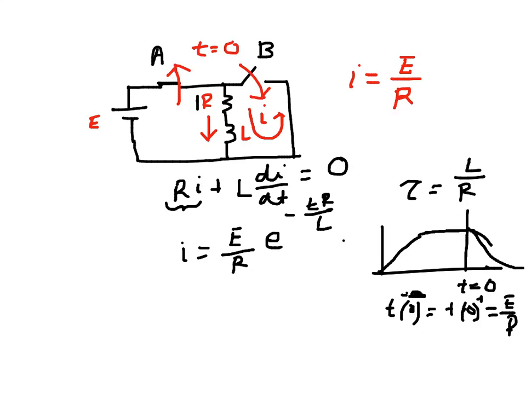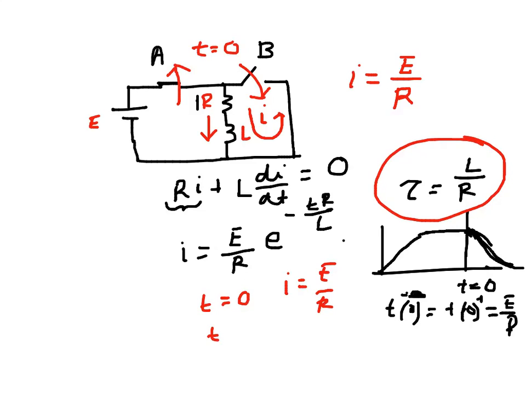It's not changing instantaneously, but after a while it will start decaying, and the way it will decay will be dependent again on this L over R ratio. So if L is large compared to R, it will decay slowly, and otherwise it will decay fast. So it's pretty similar: at t equal to 0, I is E over R, and at t equal to infinity, I is 0. Essentially it has to be 0 because there is no voltage source. So there will be a transient current which will decay with this time constant.